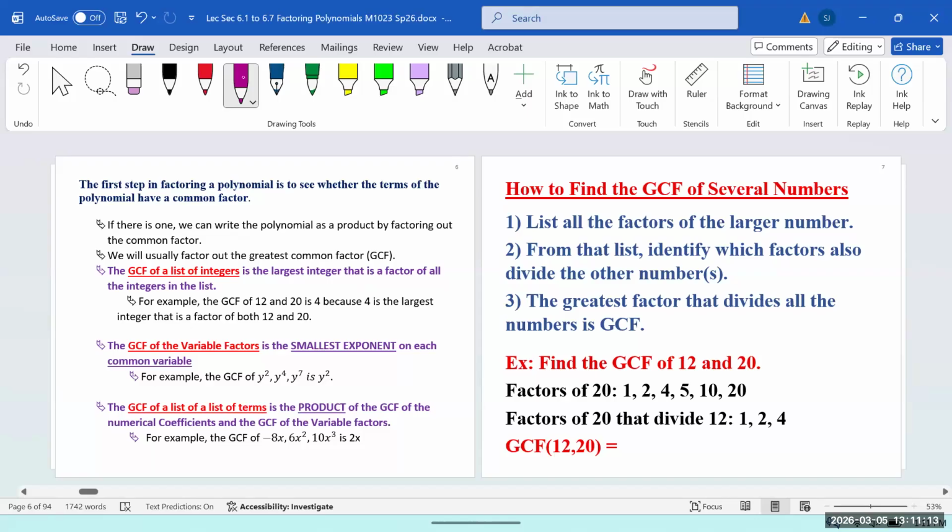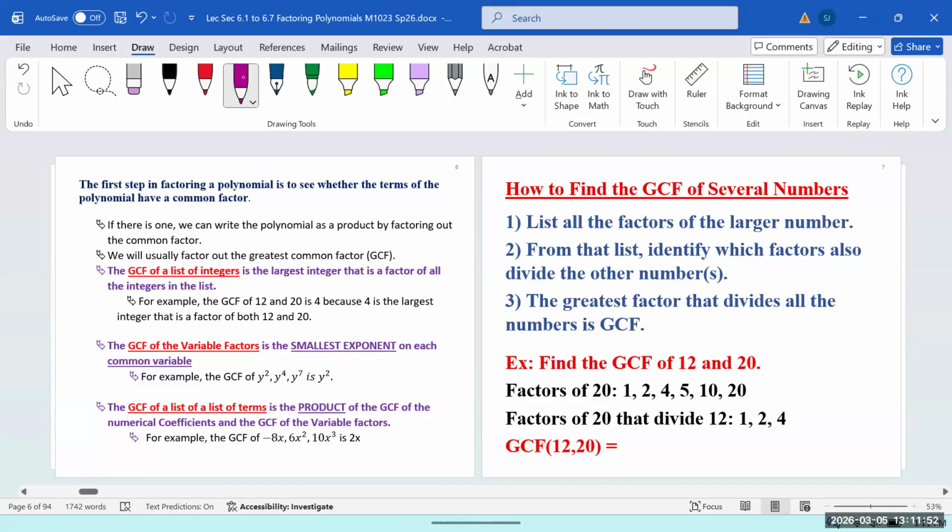How do we find the GCF of several numbers? Let's say we have the numbers 12 and 20. I'm going to find what factors we get and what the GCF is. GCF means greatest common factor among all the factors that you have for all the numbers you're working with. So how do you find that GCF? You pick the biggest number of all the numbers given to you, and then you factor that biggest number. From those factors of the biggest number, you see which ones divide the rest of the numbers, and then pick the biggest one.